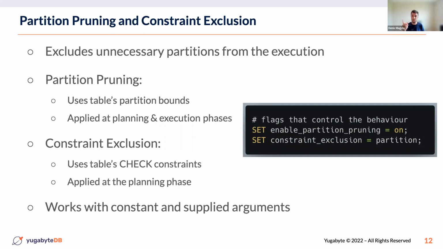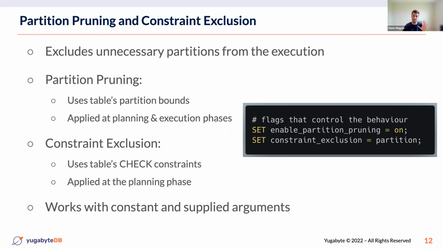However, one very important remark here: partition pruning and constraint exclusion optimization work only if you provide constants or externally supplied arguments. If you try to execute different functions, it will be hard for the planner to decide what partitions to prune, what partitions to exclude from the execution, so it's easier and faster for the planner just to run your query across all of the partitions.